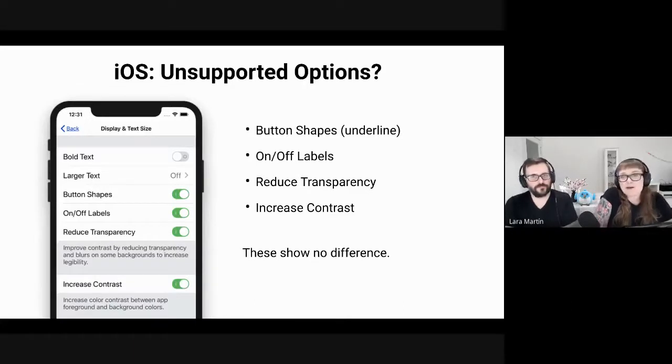And as well, we found a few different options on iOS that were not supported. For example, there's an option called button shapes that underlines buttons to make clear that they are clickable or not. An option that displays labels when an item is actionable. So if you have a switch, for example, it will display a 0 or 1 depending on if it's enabled or not. There's an option to reduce transparency, another to increase contrast. But even though we found that those were not supported, we will later see that we can still use some options.